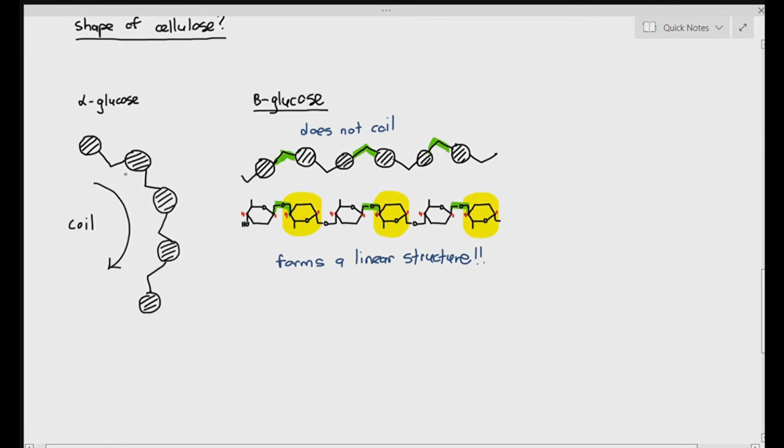So if you look at the alpha glucose, their glycosidic bonds are orientating downwards, it causes the shape of the chain to coil or form a helix. But in beta glucose molecules, some glycosidic bonds face upwards, some glycosidic bonds face downwards. Therefore, the beta glucose molecule does not coil and it forms a linear structure. That's what we just have to know. You don't have to know why it forms a linear structure. You just have to know in the exam that cellulose molecules are just linear, amylose are helical, even though both of them have 1,4 glycosidic bonds. The main difference is amylose has alpha 1,4 glycosidic bonds, cellulose has beta 1,4 glycosidic bonds.